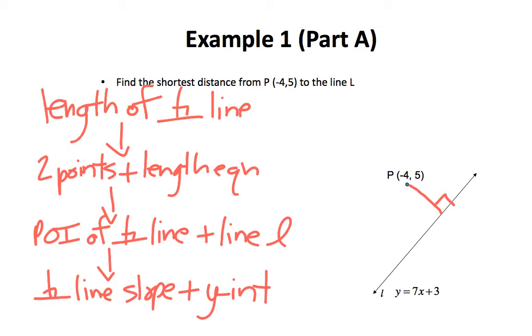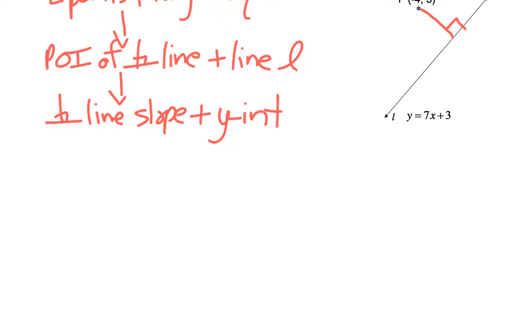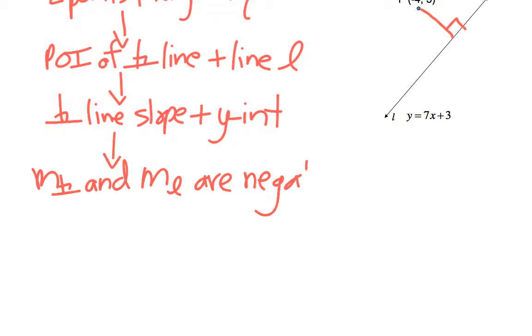Again, you'll notice that we do not have the slope of the perpendicular line, but we do know that it is perpendicular to line L, which means their slopes are going to be negative reciprocals. So I'm going to say the slope of the perpendicular line and the slope of line L are negative reciprocals.